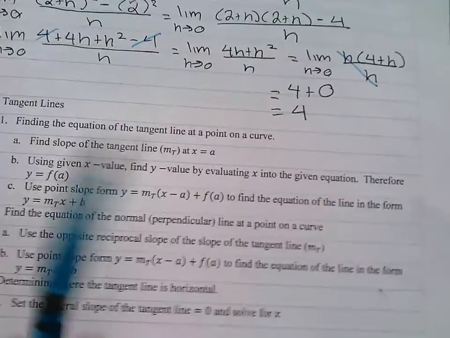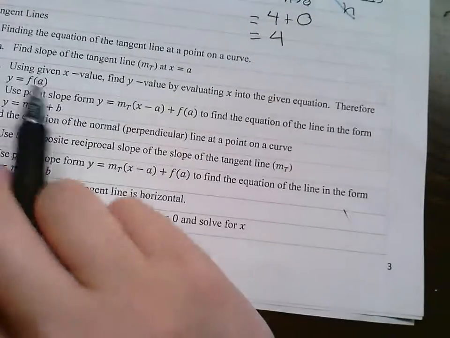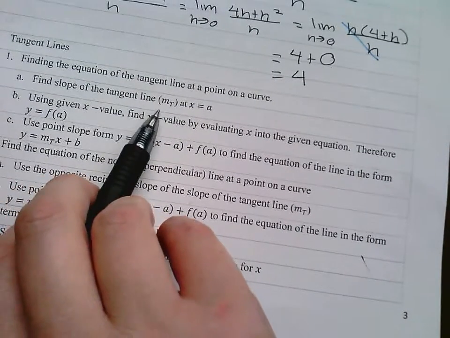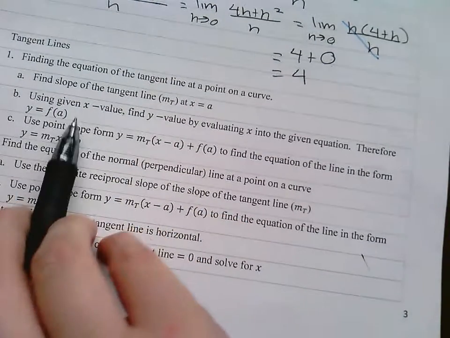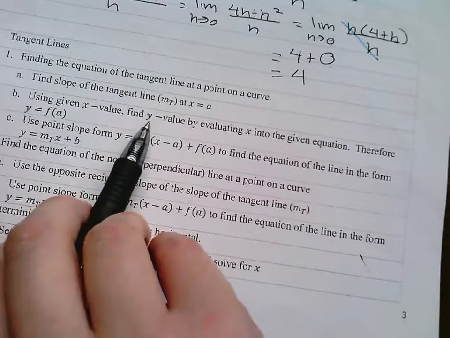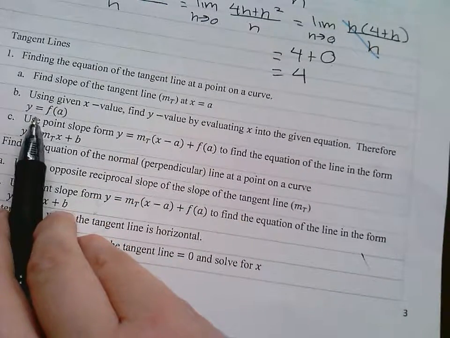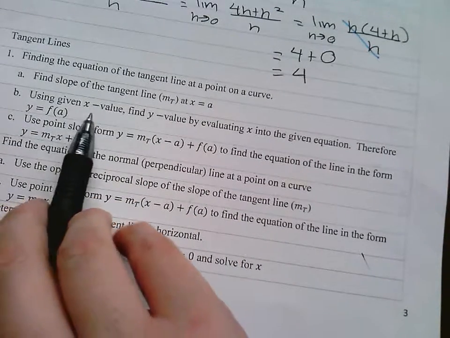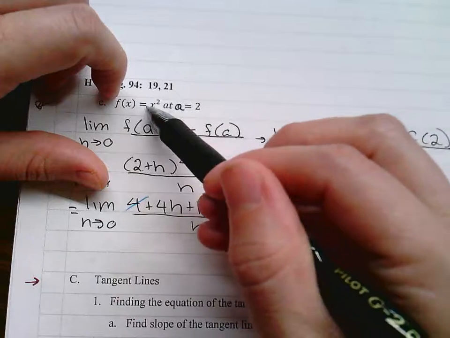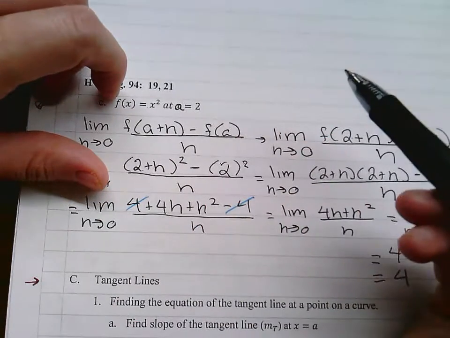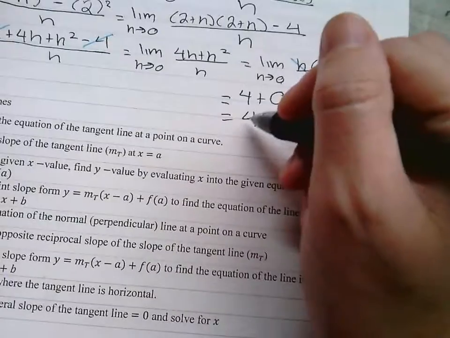Okay, so find the equation of the tangent line at a point on a curve. So find the slope of the line, m of t, at x equals a. So that's the first thing you do. Now, well, you could do this part first. Using the given x value, find the y value by evaluating x into the given equation. Therefore, you're going to get y equals f of a. So like here, to find my y coordinate, I would just put 2 in here. So I would be starting at 2, 4. That's where my tangent line will be starting, right here at 2, 4. That 4 has nothing to do with the slope 4, by the way.